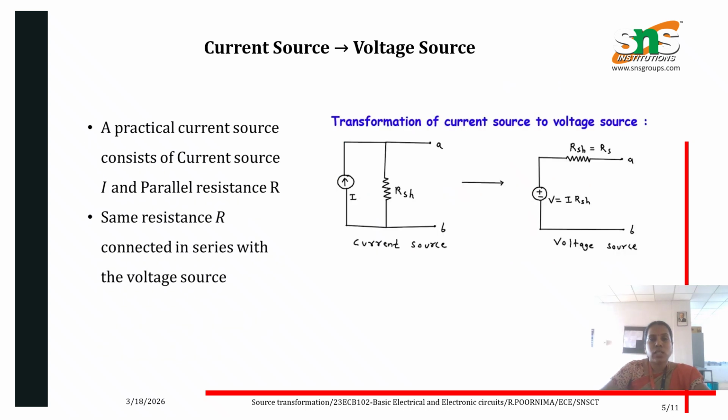Next is the conversion of a current source to a voltage source. In the given circuit, current source I is connected in parallel with resistance R. This circuit is converted to a voltage source in series with R, where V is equal to I into R. Using this, the voltage source is connected in series with the resistance. The same value of resistance is used.